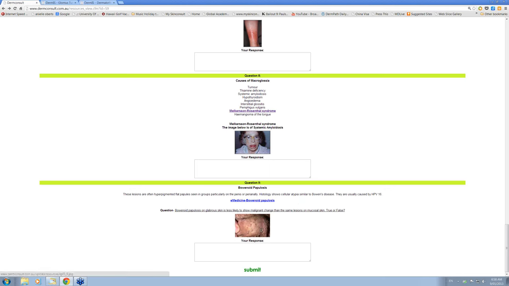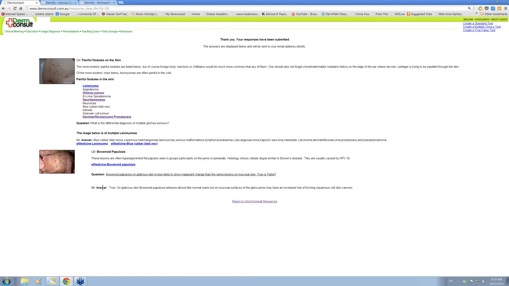So there were some other questions here. Bowenoid papulosis on glabrous skin is less likely to show malignant change than the same lesions on mucosal skin. True or false? Well, if they're not showing those changes, how do you call them Bowen's? Let me just see what we've put as the answer to that one. What have we got here? Bowenoid papulosis is less likely to show malignant change than the same lesions in mucosal skin. True or false?